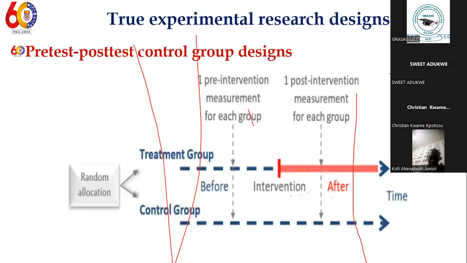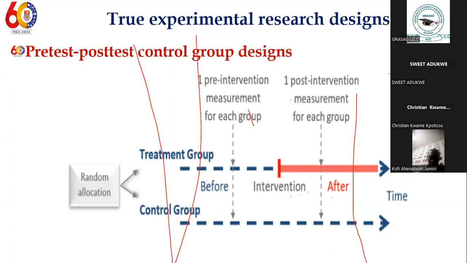Again, we are now coming to take those experimental research designs one by one. First is the true experimental research design. And we've said a lot about it, where there is random assignment, random selection, and all that. But there is one type of true experimental research design called the pre-test, post-test control group design.